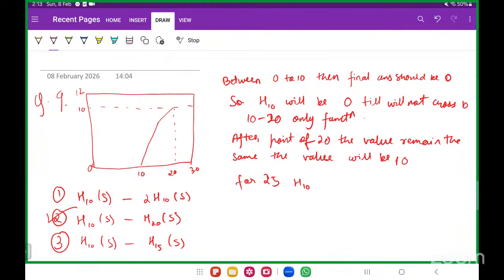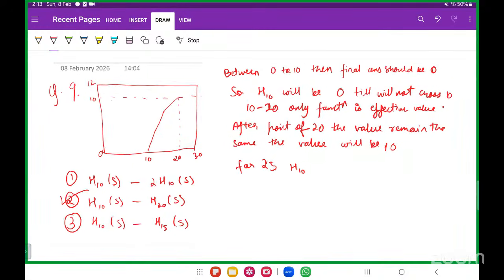And after 20, both will be effective, right? But after 20, H20 and H10 will cancel out each other. Yes or no? So whatever this gap of 10 is, that will be the only constant gap. So the answer for this problem is H10 of S minus H20 of S.